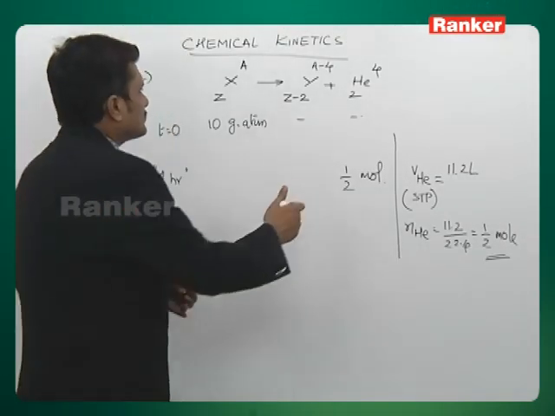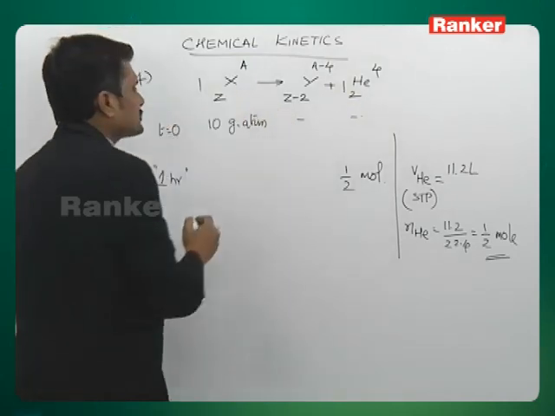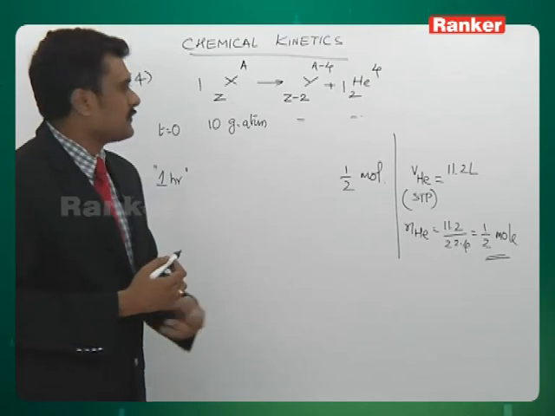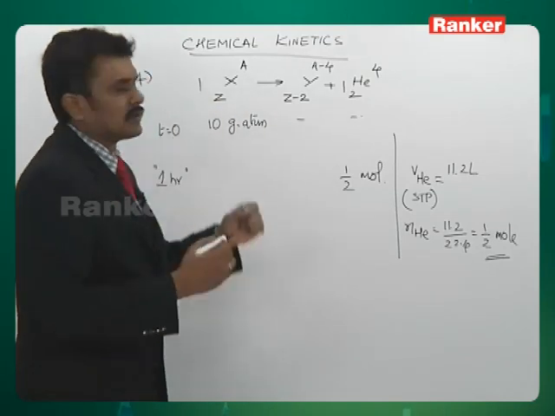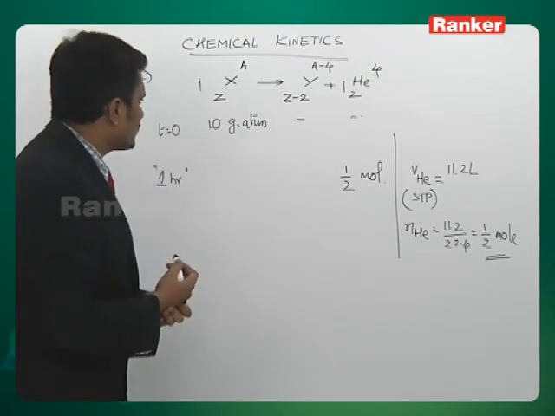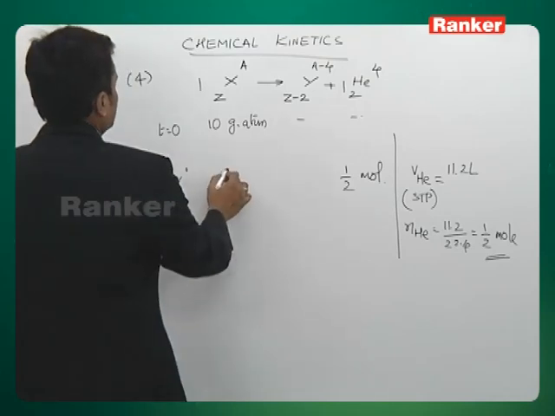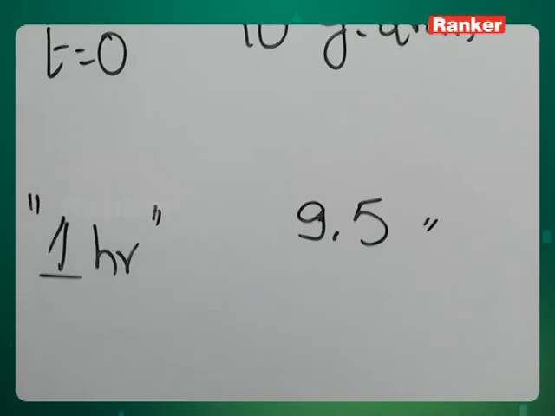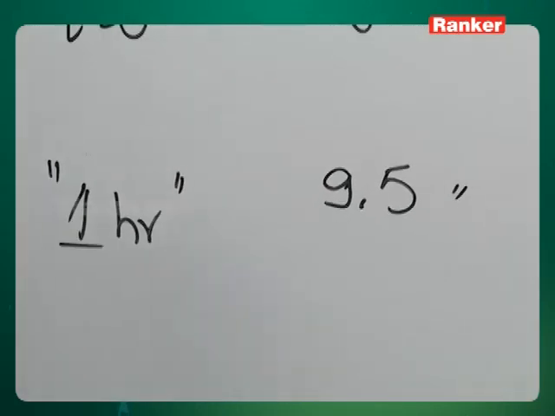Now we know that they are reacting in 1:1 mole ratio. Hence, for every half mole formation of helium, half mole of X might have reacted. Hence, the remaining moles of this will be 9.5 gram atom or 9.5 mole.